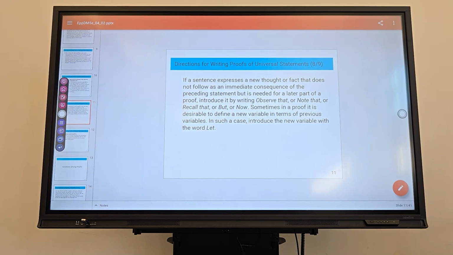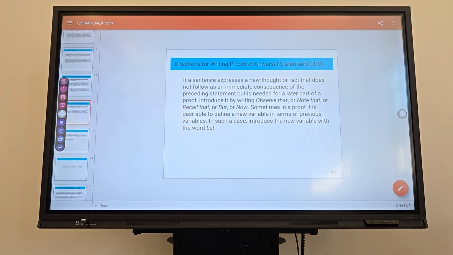Actually, in an old version of an old programming language, that's how you declared a variable. "Let x equal such and such." That was the syntax of the language. They pretty much leave that alone now, but yeah, define a new variable in terms of a previous variable.